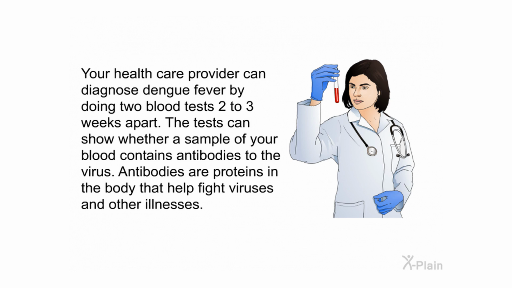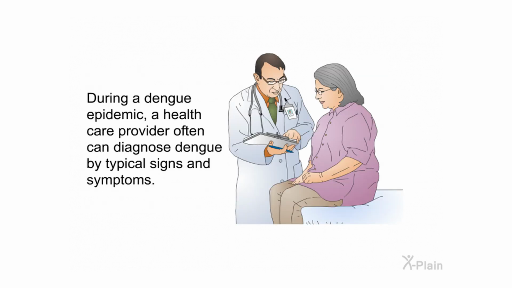Your healthcare provider can diagnose dengue fever by doing 2 blood tests 2 to 3 weeks apart. The tests can show whether a sample of your blood contains antibodies to the virus. Antibodies are proteins in the body that help fight viruses and other illnesses. During a dengue epidemic, a healthcare provider often can diagnose dengue by typical signs and symptoms.